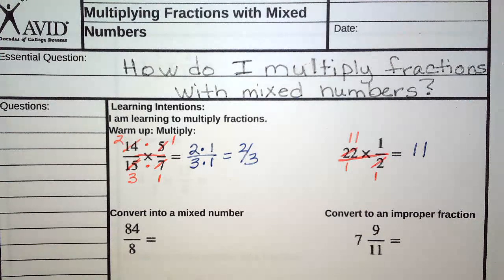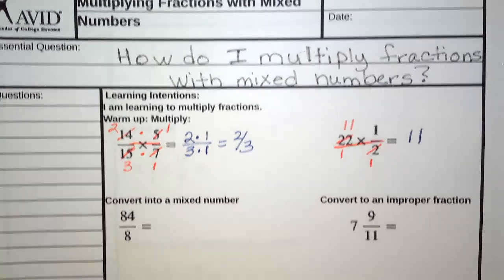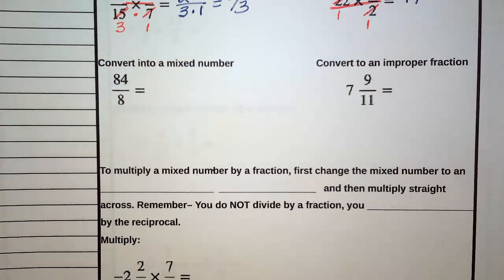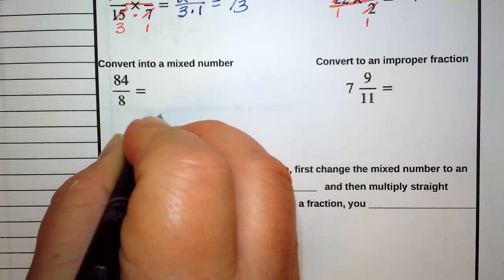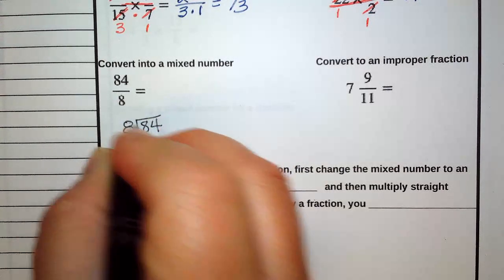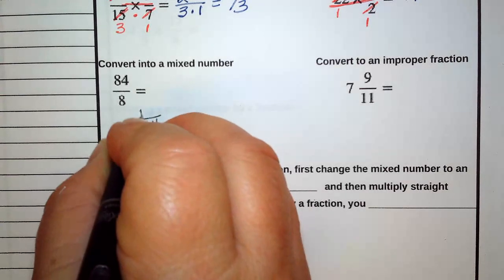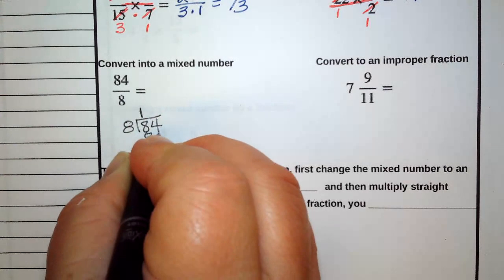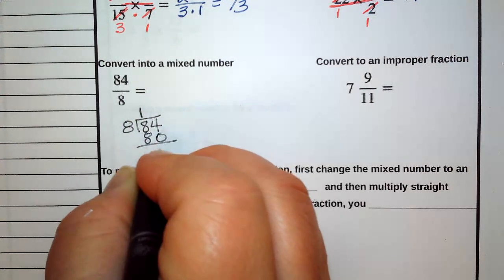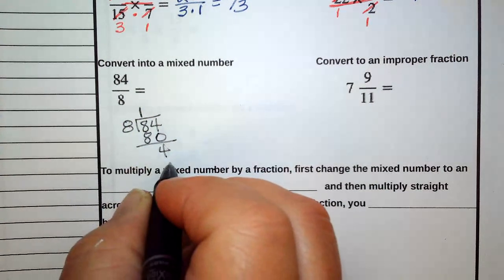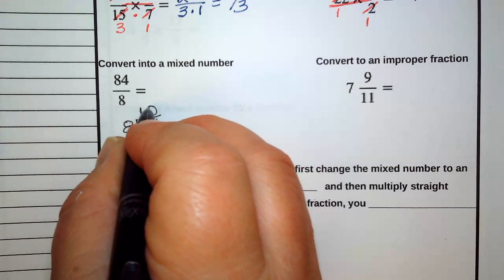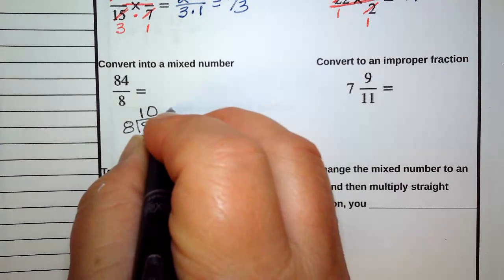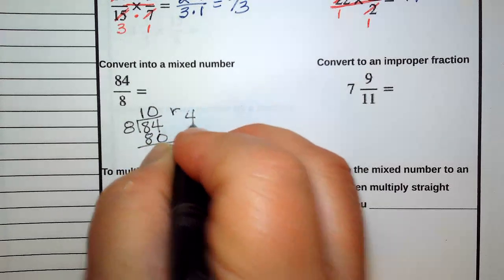What about converting to a mixed number? Do you remember how to do that? Well, you're going to take 84 and you're going to divide 84 by 8. 8 goes into 8 one time. I bring down the 4. 8 will not divide evenly into 4, so I put a 0 up here. And now I've got a remainder of 4.